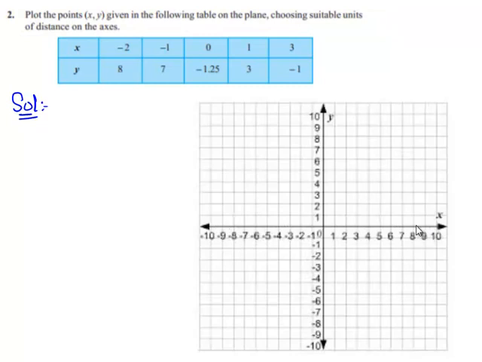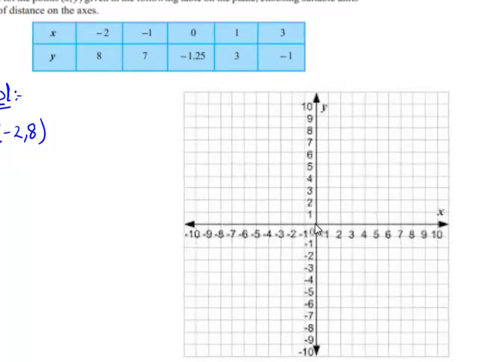Here, the horizontal line represents the x-axis and the vertical line represents the y-axis. Let us take the first point, -2, 8. Let it be A. We have to locate this point on the xy plane.